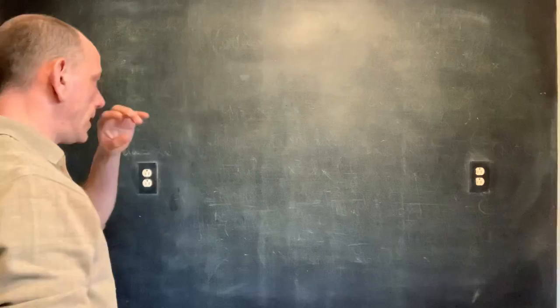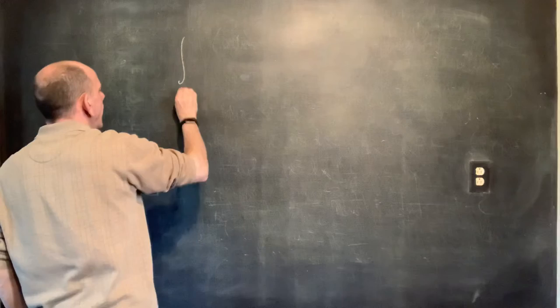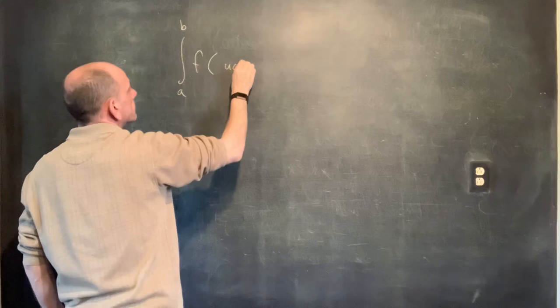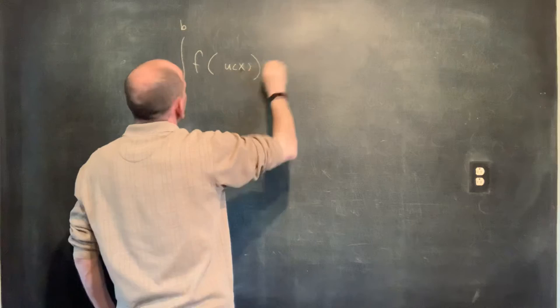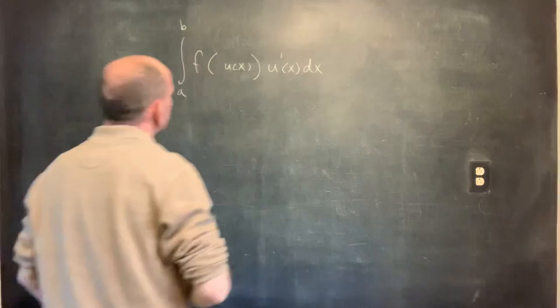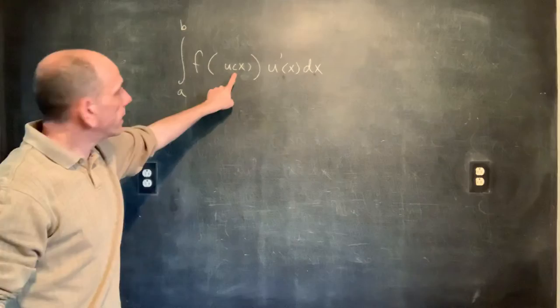Okay, so for definite integrals, let me write it this way. The integral from a to b of f of u of x, u prime of x, dx. Okay, so we've got the du sitting there. We can do the u sub.